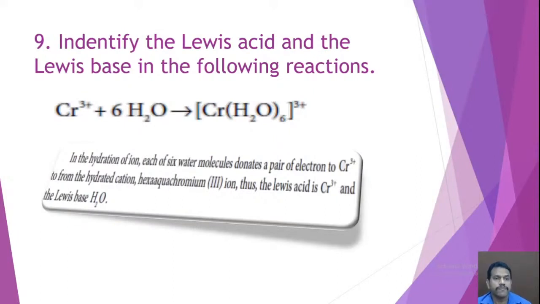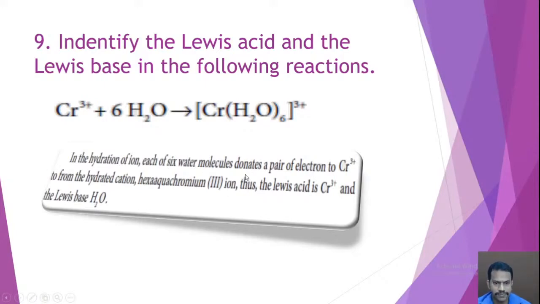Okay. Now, question number 9 we will see. Identify the Lewis acid and the Lewis base in the following reaction. Here, one equation is given, it is a coordination compound product, right? The chromium 3 plus ion reacts with 6 moles of water, and it gives the hexaaqua chromium 3 ion.